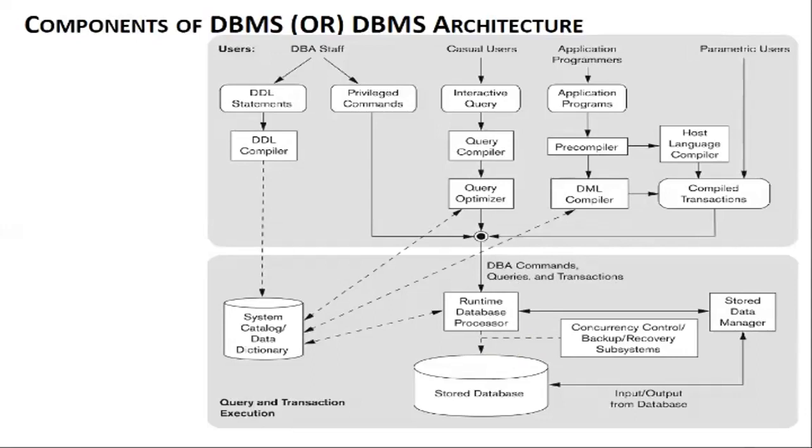Then you have the system catalog or data dictionary. What is the role of the system catalog or data dictionary? Whenever you create any new table or database, the entire information about the database or table has to be collected and stored in the system catalog, otherwise called the data dictionary, right? The schema is a description of the structure of your database, right?